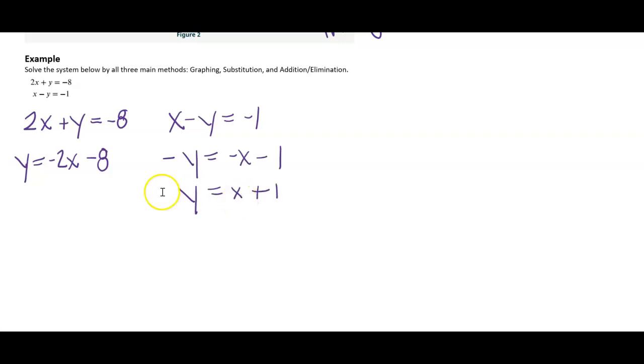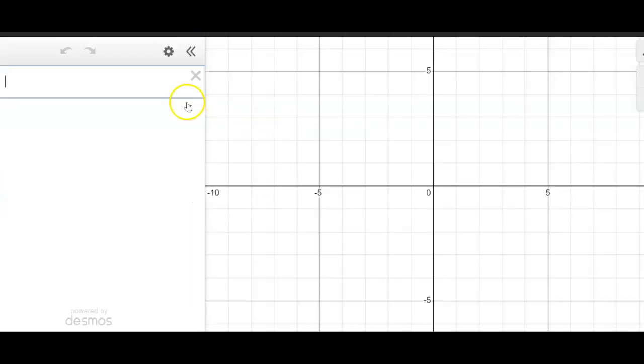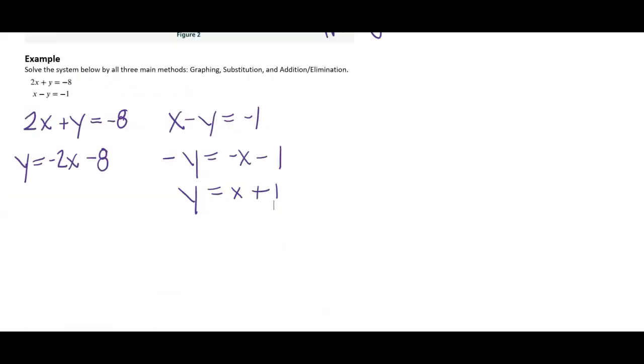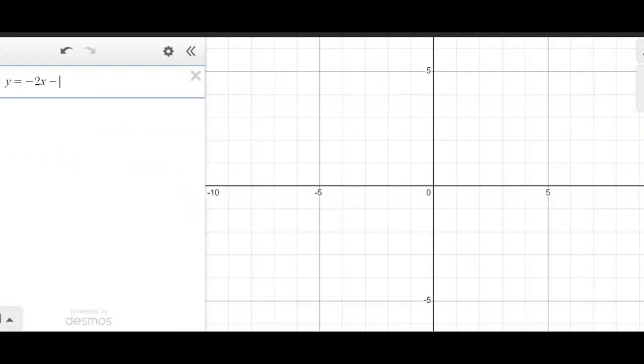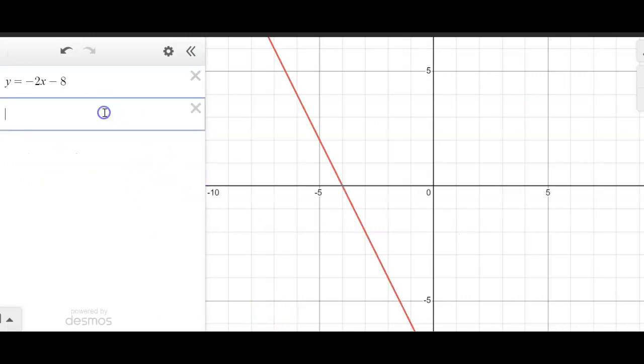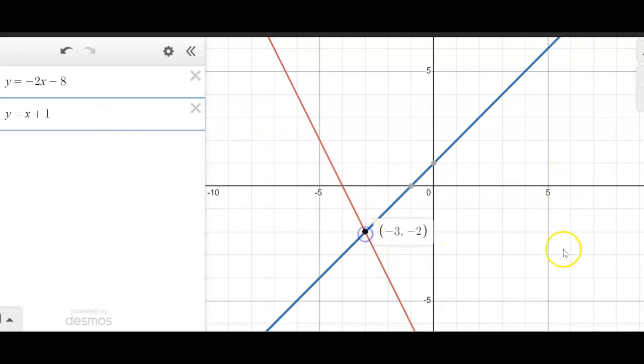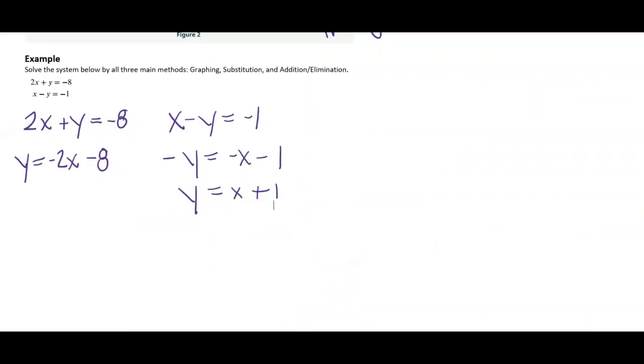And then I'm going to use Desmos in order to graph these. All right, so I have y equals, let me pull that back up, negative 2x minus 8. And I have y equals, and that one was x plus 1. And you can see right here that that is going to be our solution at negative 3, negative 2. We always write our solution as an ordered pair.